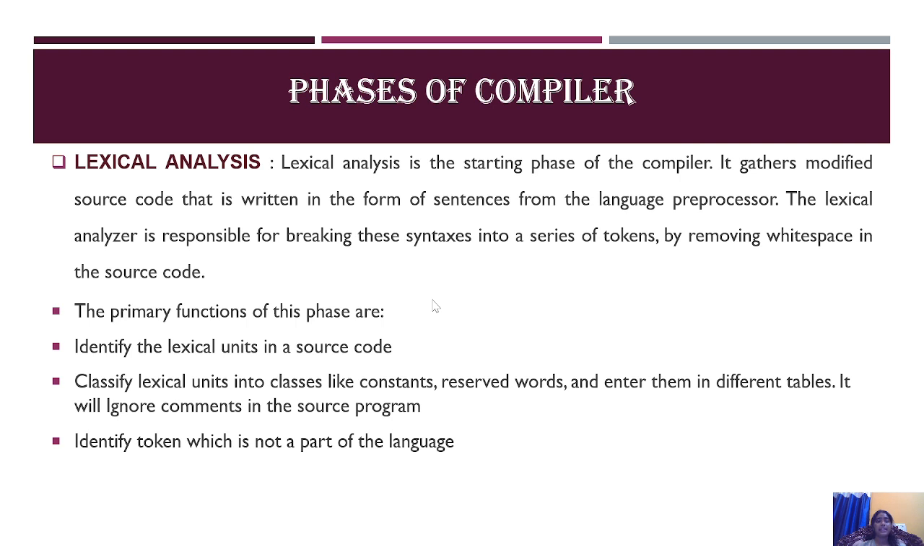Phases of compiler. Lexical analysis. Lexical analysis is the starting phase of the compiler. It gathers modified source code that is written in the form of sentences from the language preprocessor. The lexical analyzer is responsible for breaking this syntax into a series of tokens by removing white space in the source code. The primary functions of this phase are: it identifies the lexical units present in the source code, then classifies the lexical units into classes like constants and reserved words, and enters them in different tables. It will ignore comments in the source program. It identifies tokens which are not part of the language.